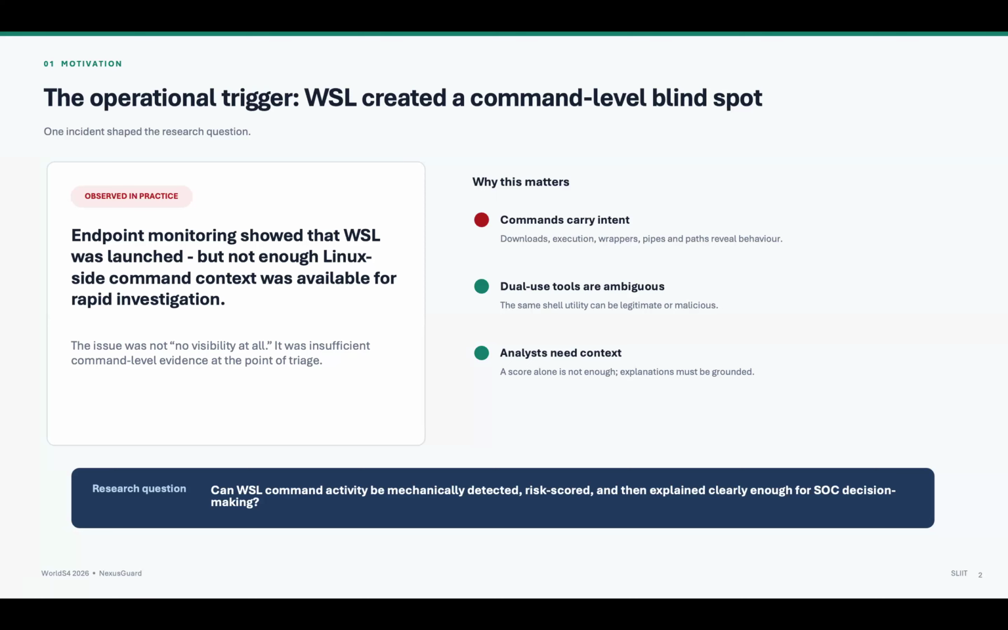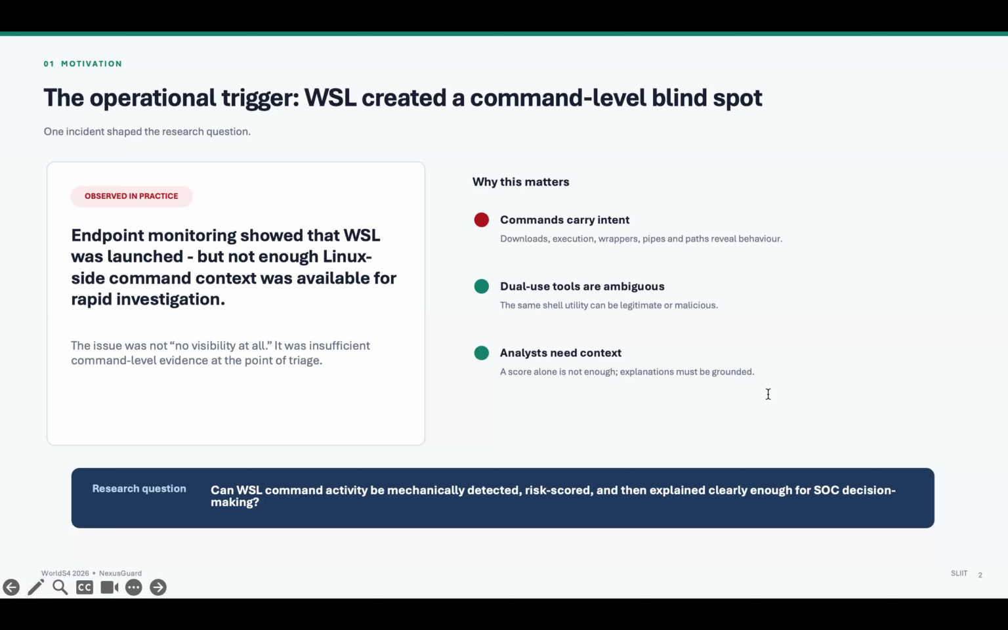This matters because commands carry intent: a download, a pipe into a shell, an interpreter wrapper, or else a suspicious path or an external address. These things can reveal much more than simply knowing that WSL was started. Also, at the same time, Linux commands are highly dual use. A network scanner, a scripting interpreter, or administrative commands may be legitimate in one context and suspicious in another.